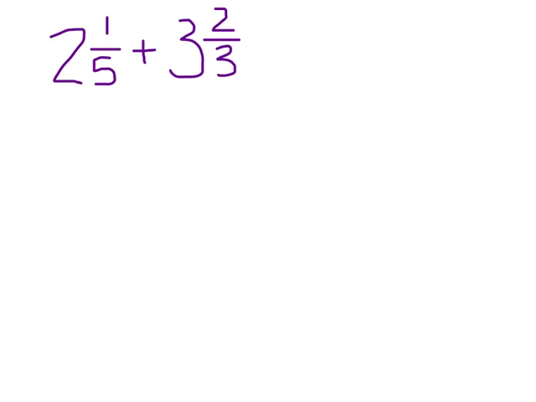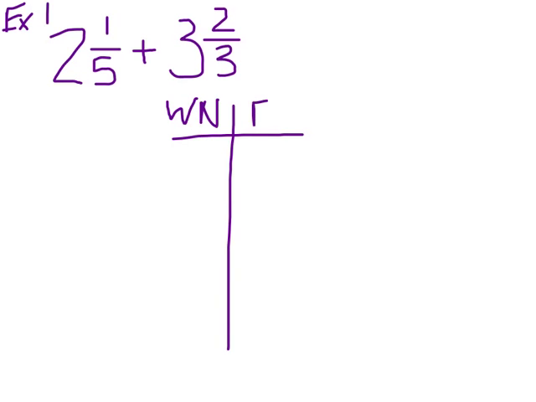Our first example is 2 1/5 plus 3 2/3. Just like yesterday, the very first thing that I'll do, and the thing that I want you to do on your paper next to example 1, is draw your t-chart. And remember, one side of our t-chart is for whole numbers and one is for fractions. Let's fill it in. 2 1/5, I can fill in my t-chart, and 3 2/3.